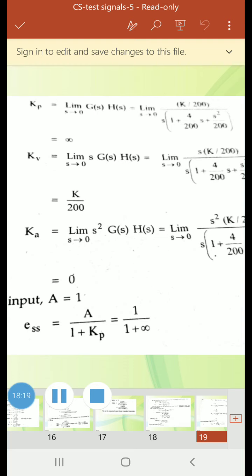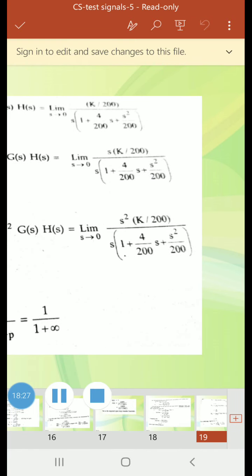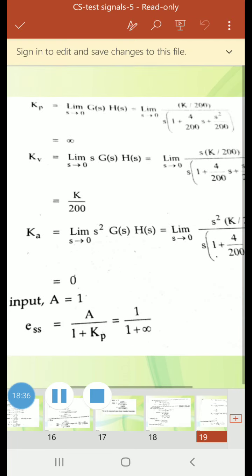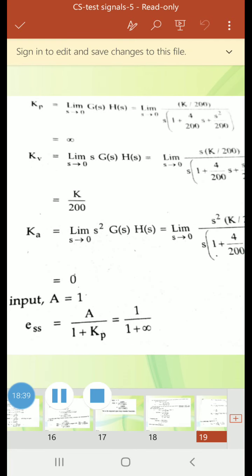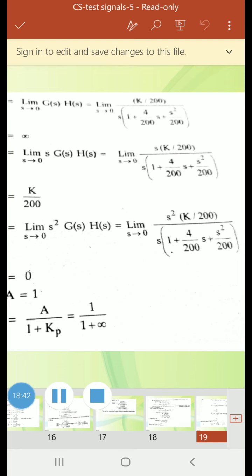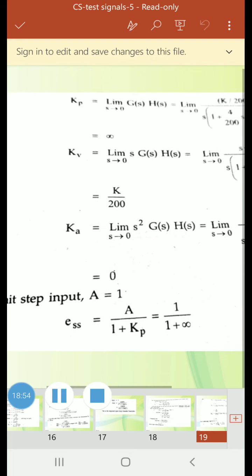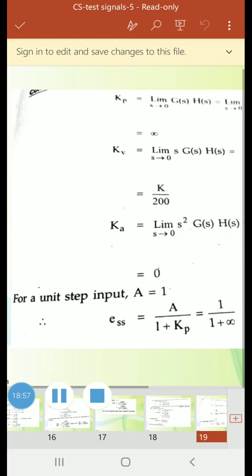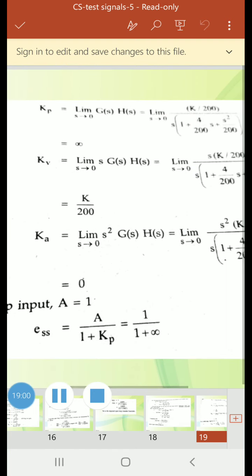Kv is equal to limit s tends to 0, s G(s) H(s), which is equal to limit s tends to 0, s into bracket K by 200 divided by s into bracket 1 plus 4 by 200 s plus s square by 200, which will come equal to K by 200. So Ka is equal to limit s tends to 0, s square G(s) H(s), which is equal to limit s tends to 0, s square into bracket K by 200 divided by s into bracket 1 plus 4 by 200 s plus s square by 200, which is 0. For a unit step input, we have got Kp infinity, Kv K by 200.